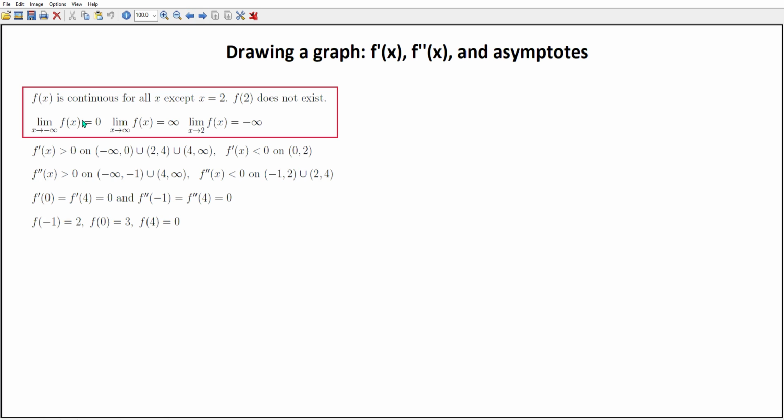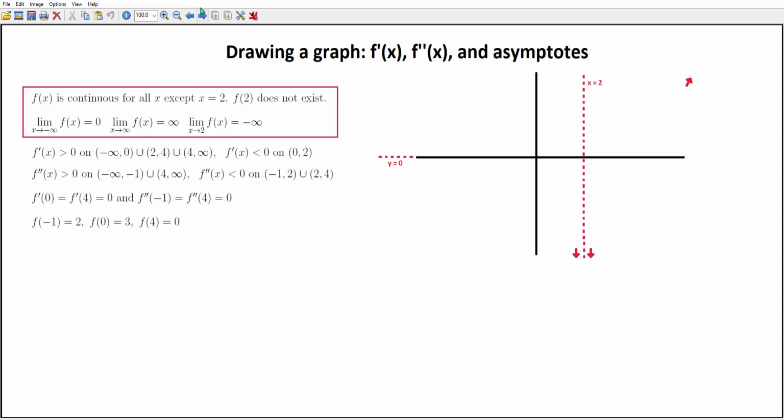We can also see there's some limit information, and we have that the limit as x goes to minus infinity of f of x equals 0, which is telling us there's a horizontal asymptote. The limit as x goes to plus infinity of f of x is infinity, which tells us that there is no horizontal asymptote in that direction. And the limit as x goes to 2 of f of x equals minus infinity, which is telling us that there is a vertical asymptote at x equals 2. And we're going to record that information on the graph.